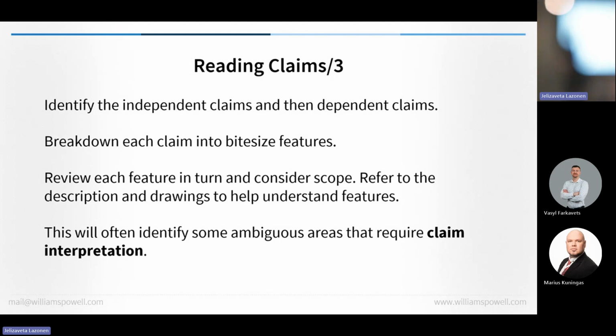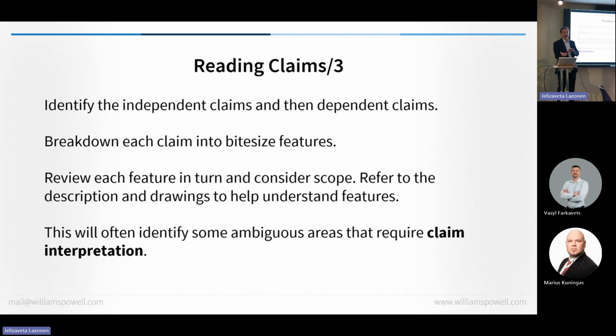From a freedom to operate point of view, if you're concerned that your product infringes this patent claim, you can then look through each of those features of the independent claims one by one and determine whether that feature is present in your product. And if all of those features are present, then there's a chance that there might be an infringement.